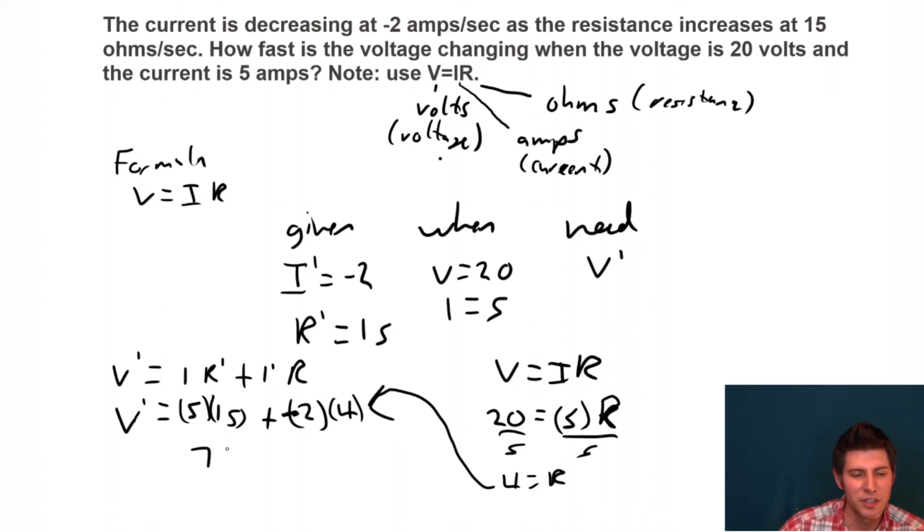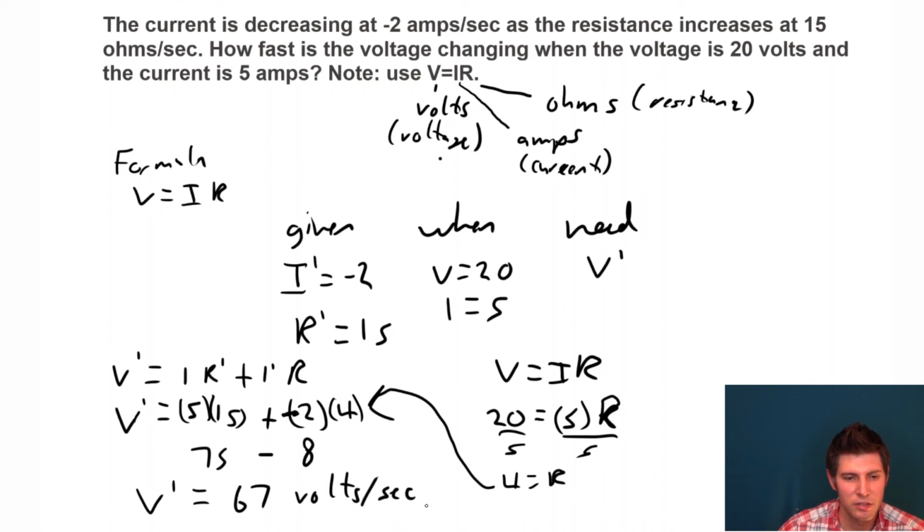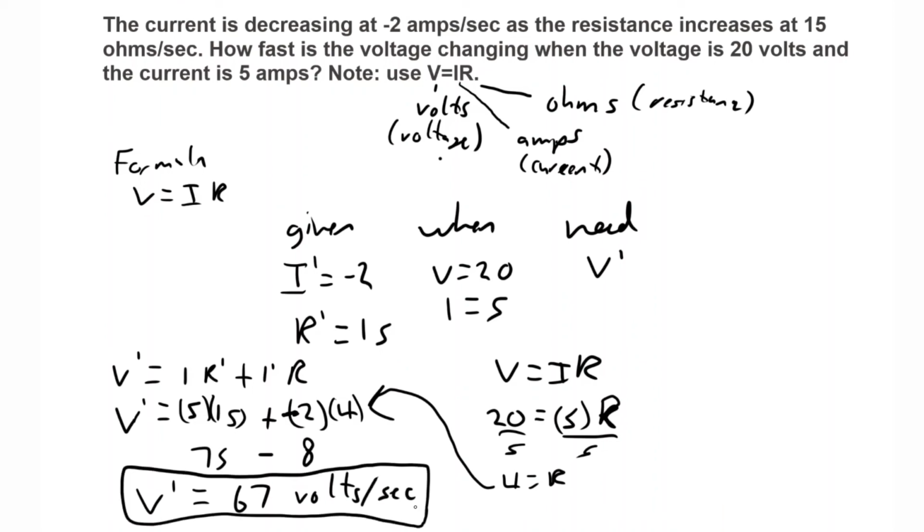So 5 times 15 is 75. And this is going to be -8 because it's the -2 times the 4. So 75 minus 8 is 67. And that's our V prime, 67. And then the units for V is volts. And our time measurement is seconds. And that's the answer to the question.